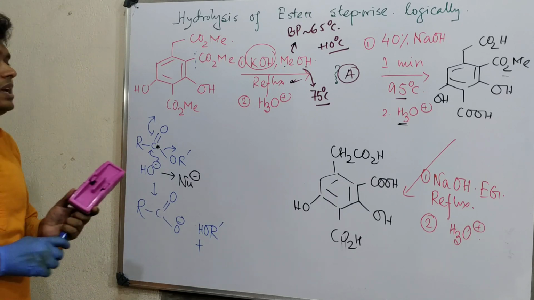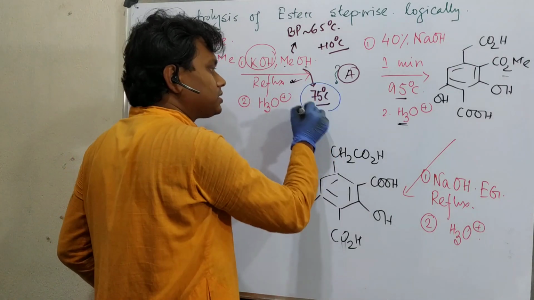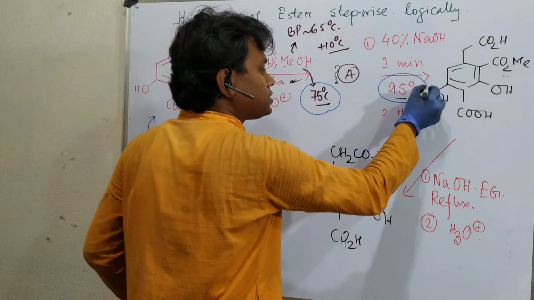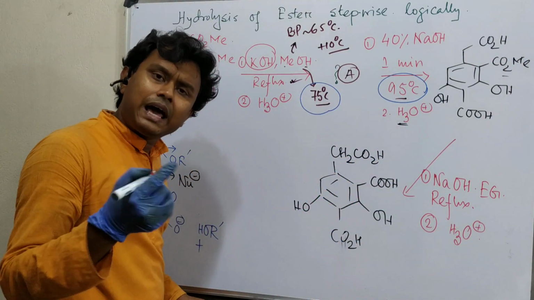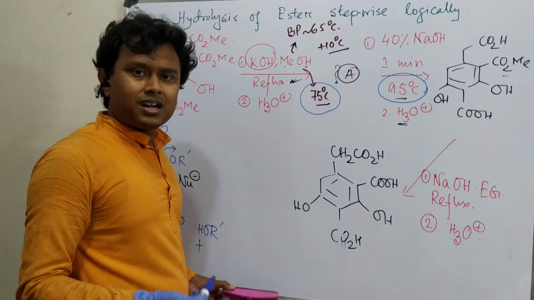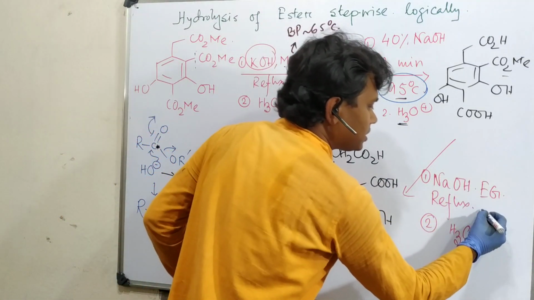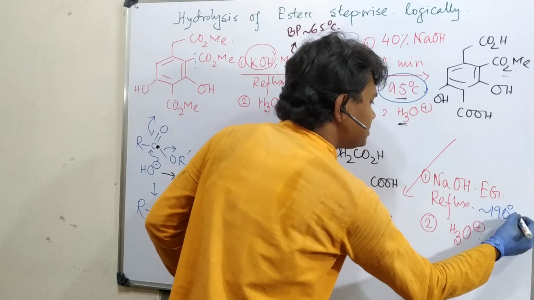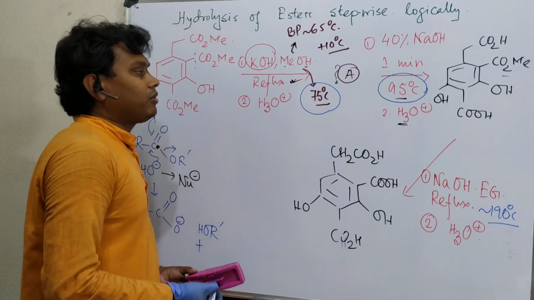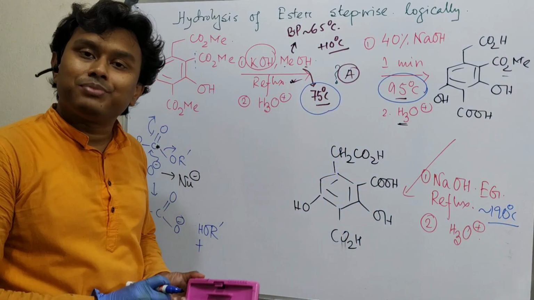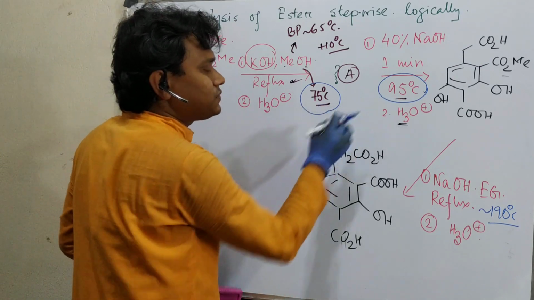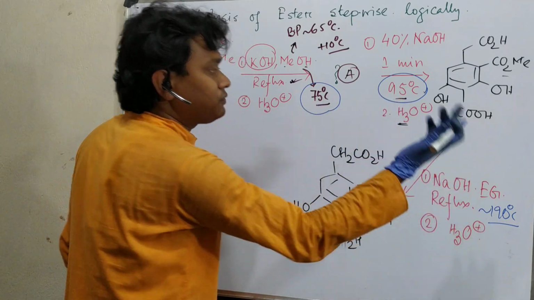What do I mean? See, this is 75 degrees centigrade. This is 95 degrees centigrade, and ethylene glycol boiling point is around 180 degrees, so you may consider around 190 degrees centigrade. Okay. Now question, why is there a difference in temperature, and why is there so little difference here, whereas this is a huge 95 to 190?